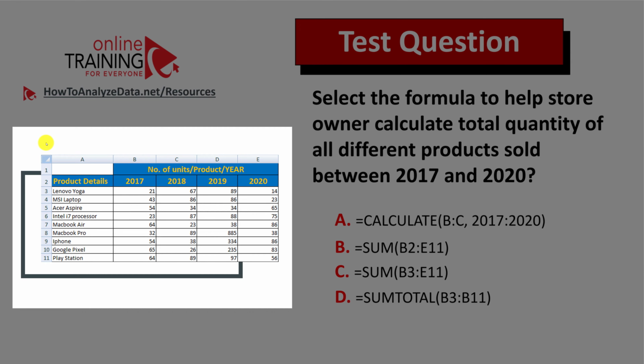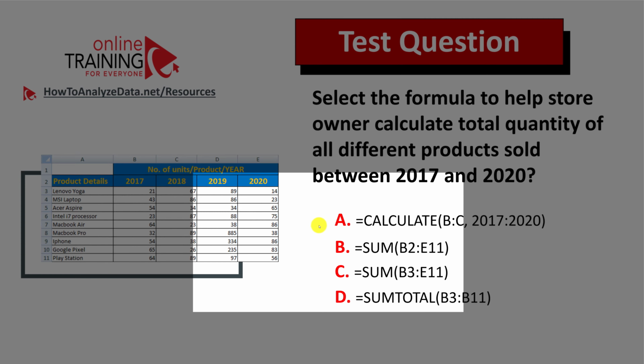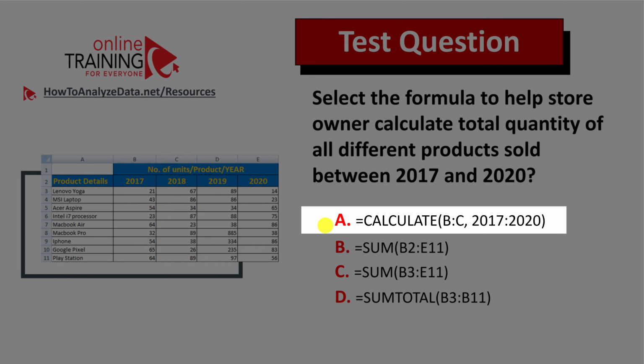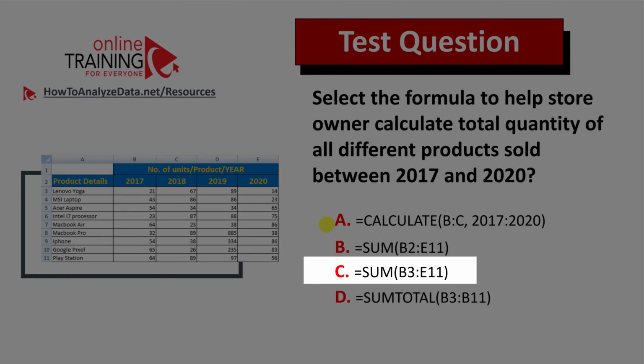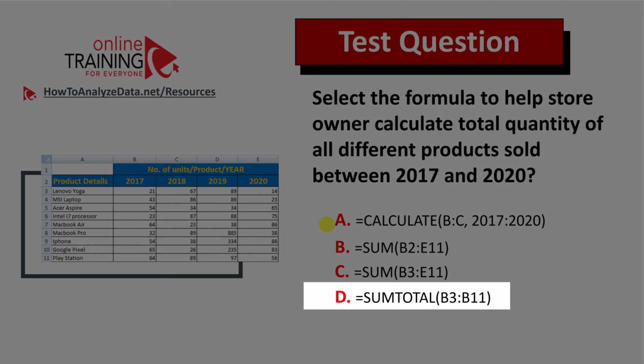You're presented with the snippet of data from Excel, which shows sales for 2017, 2018, 2019, and 2020 in correspondent columns B through E. And you have 4 different choices to choose from. Choice A, calculate formula with populated parameters. Choice B, sum formula. Choice C, another version of sum formula. And choice D, sum total formula.